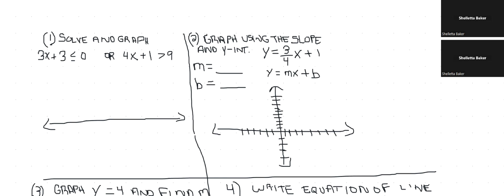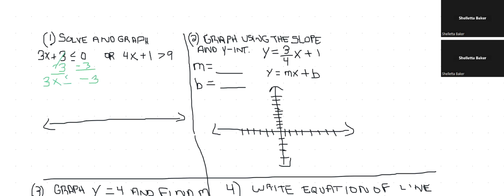Here is your review for quiz 4, starting with number 1. We want to solve and graph these two inequalities, 3x plus 3 less than or equal to 0, or 4x plus 1 greater than 9. We're going to solve the first inequality on the left by subtracting 3 from both sides. We'll get 3x less than or equal to negative 3.